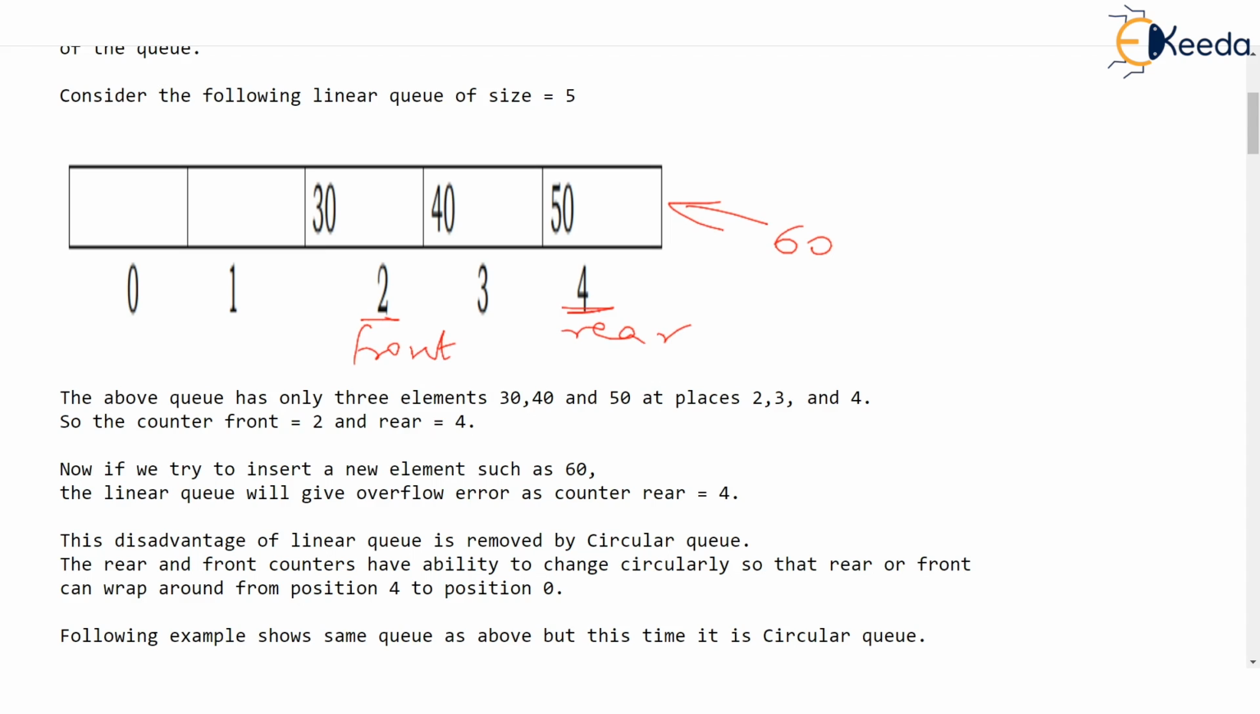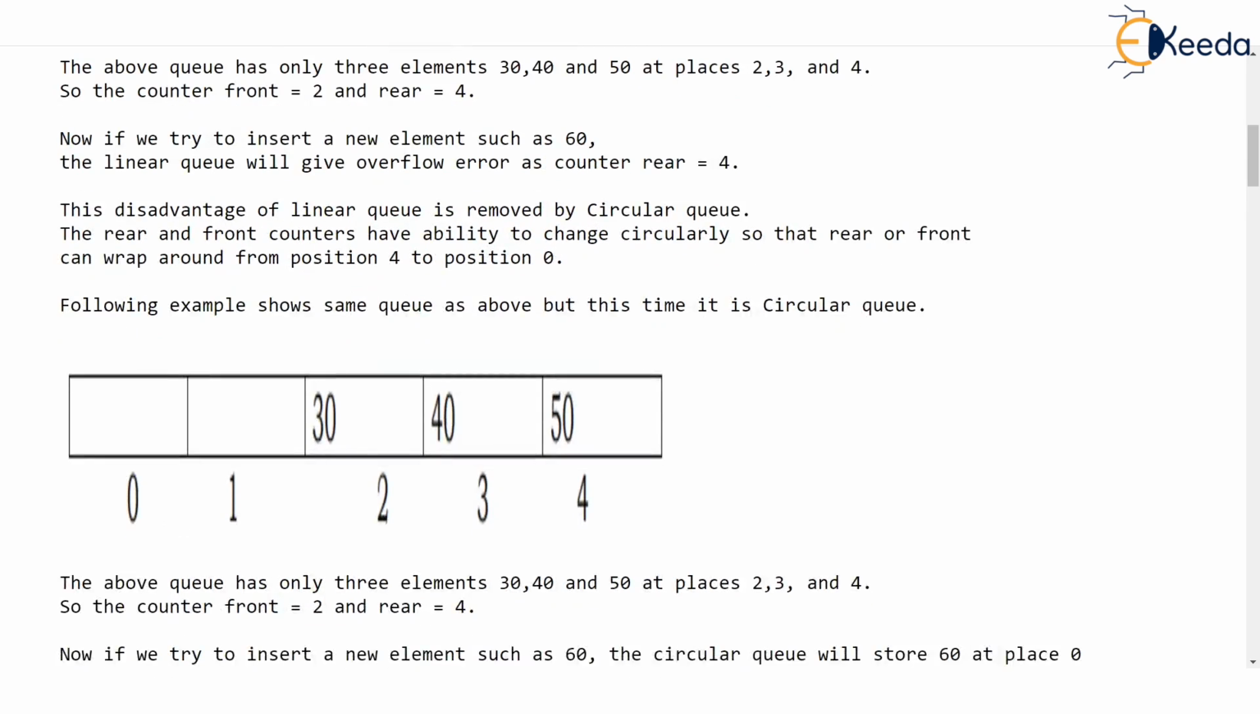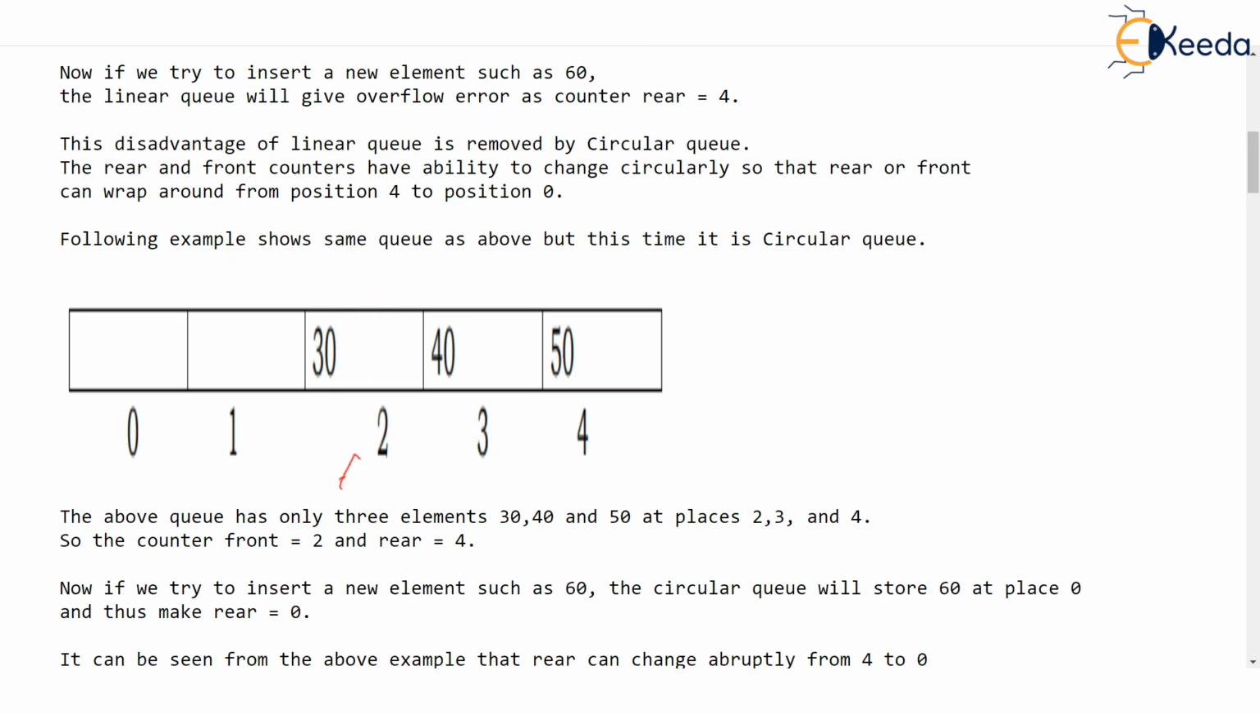But watch, these two elements are vacant, so actually overflow should not have been announced because 60 has a lot of place over here in the queue. This disadvantage was removed by circular queue. If front is at 2 in circular queue and rear is at 4 and we want to insert 60, then 60 will be inserted at place 0 and rear, which was 4, will now become 0.